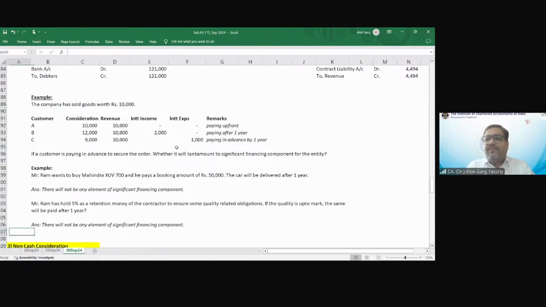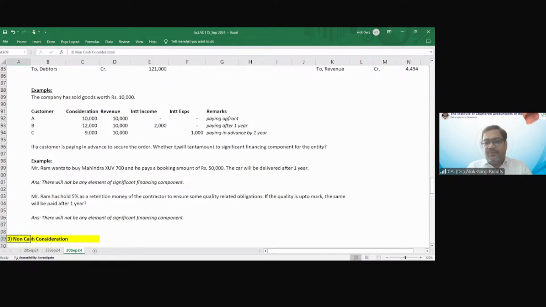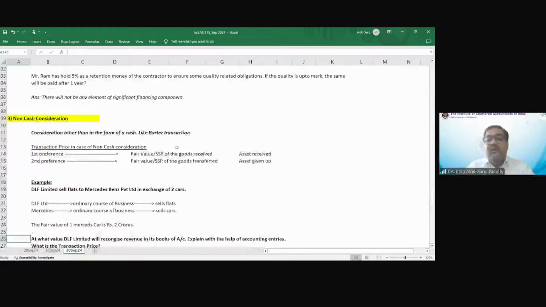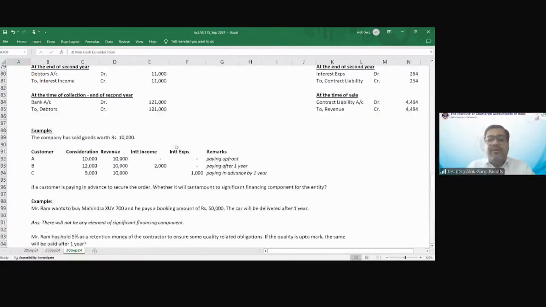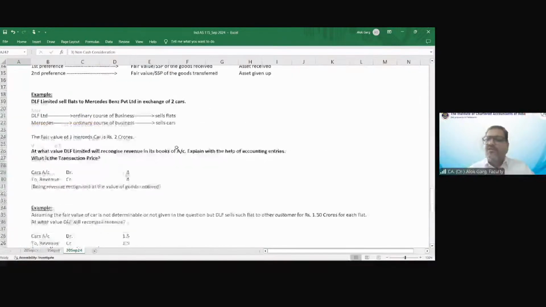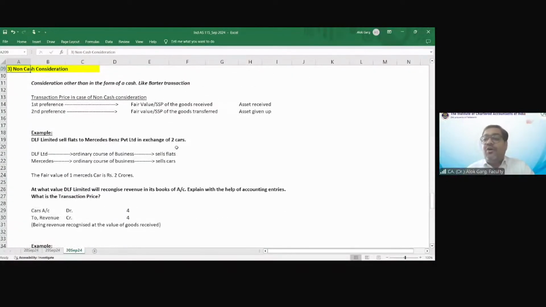So friends, we talked about significant financing component also. Then, while determining the transaction price, we talked about non-cash consideration. What is meant by non-cash consideration? It means consideration other than in cash, kind of a barter. In that case, the entity which has delivered the goods and services has to recognize the revenue, but at what value?